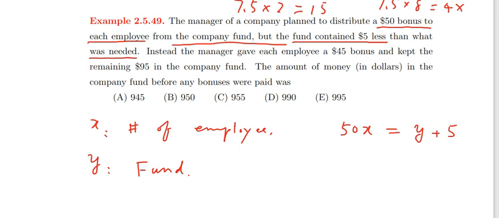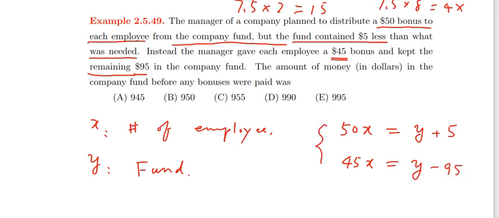Then if we give everybody $45, so here is 45x. If we give everybody $45, then the money y is big enough. So this y still can keep $95. So y is too much, so this equals y minus 95, right?